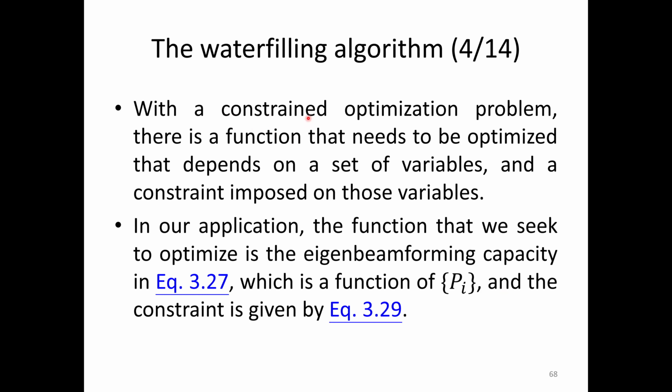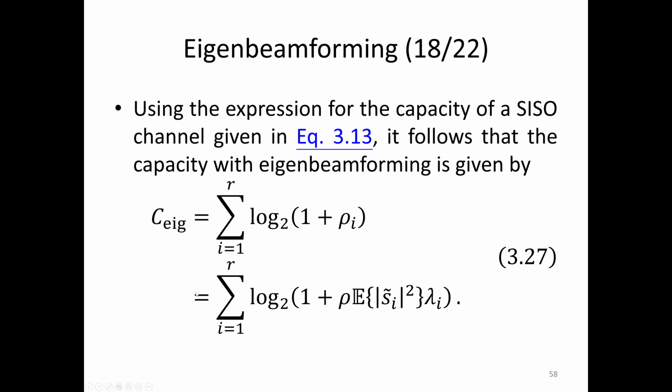With a constrained optimization problem, there is a function that needs to be optimized that depends on a set of variables and a constraint imposed on those variables. In our application, the function that we seek to optimize is the eigenbeamforming capacity in equation 3.27. Let us go to equation 3.27.